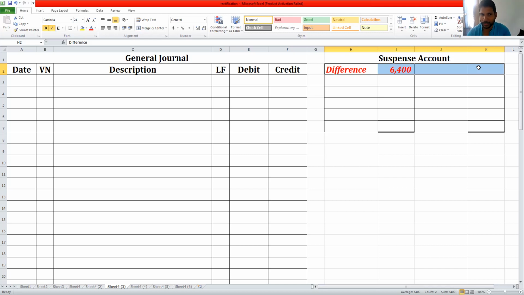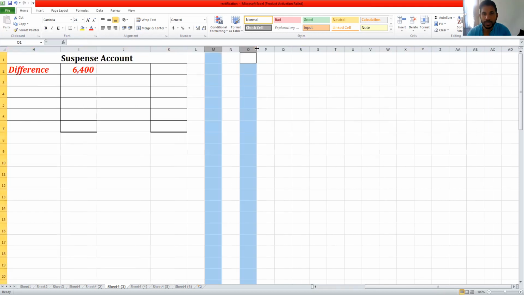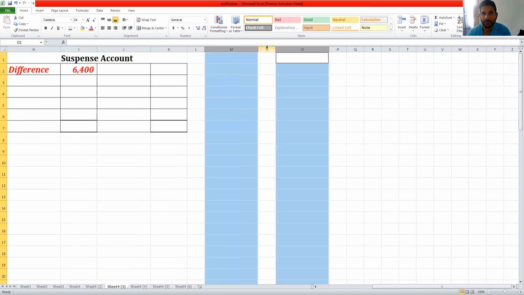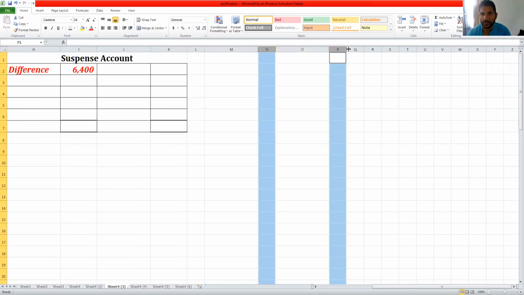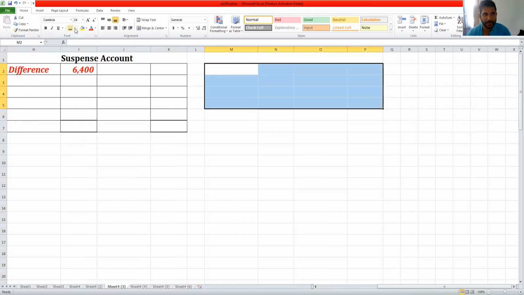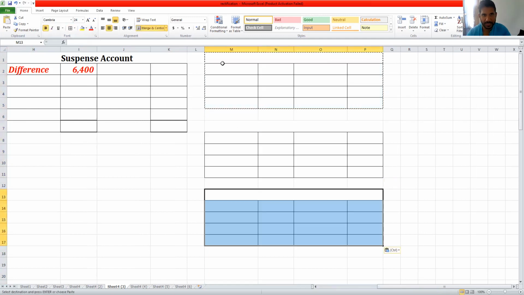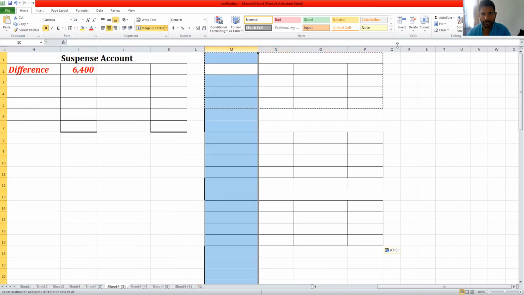Right? And for you to get the complete understanding, I am using a set of workings as well. I'm using T accounts because these are for workings.